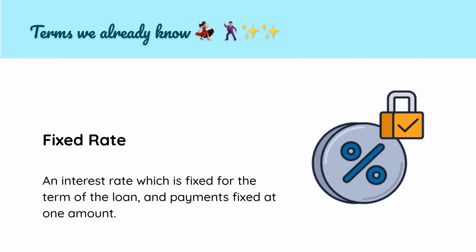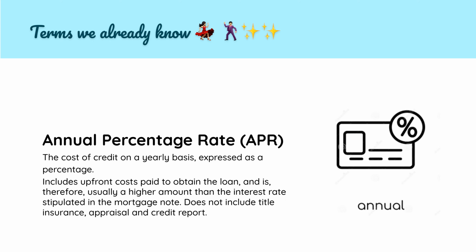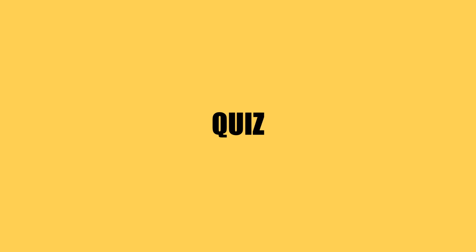Fixed rate, an interest rate which is fixed for the term of the loan, and payments are also fixed at one amount. Grace period, which is a period of time during which a loan payment may be paid after its due date, but not incur a late penalty. Annual percentage rate, APR. It's the cost of credit on a yearly basis, expressed as a percentage. Now, let's review what we have talked about.